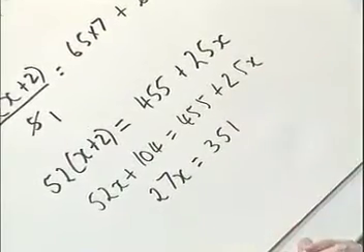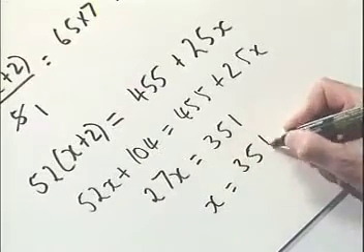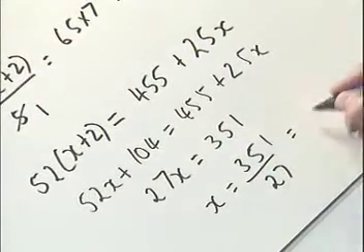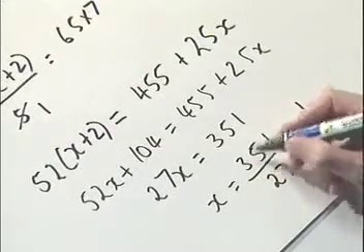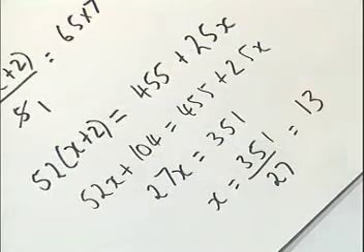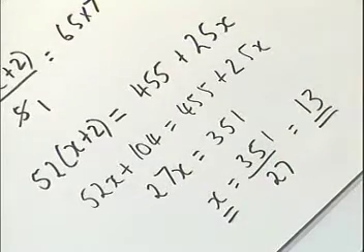And now, lots of big numbers, but really that shouldn't be a problem to us. 351 divided by 27, well, certainly it goes once. There's 1 27 in the 35 and 8 over, and 27's into 81, well, they're going to go 3 times. So our answer is x equals 13.